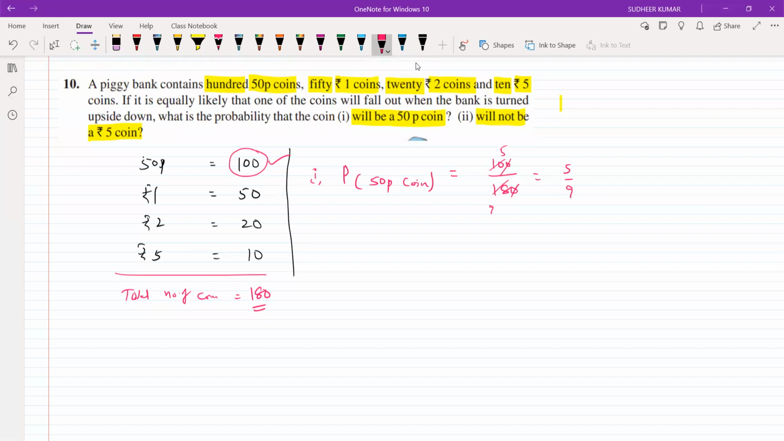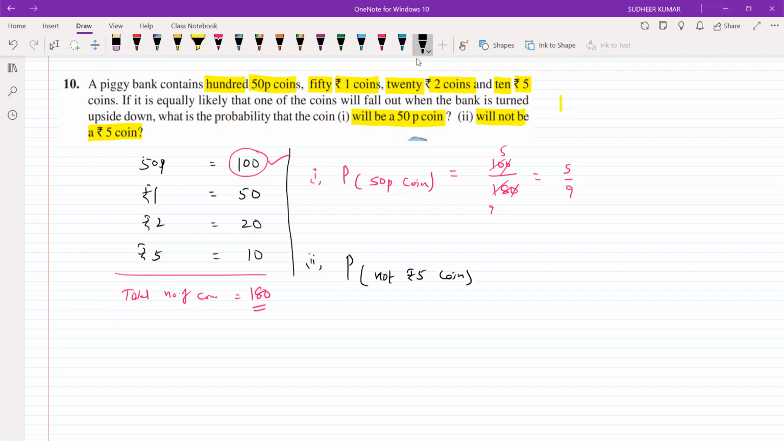Then go to the second one. Probability that it will not be a 5 rupee coin. There are two ways we can do it. One is we can find the probability of a 5 rupee coin and subtract it from 1. The other is adding the rest.